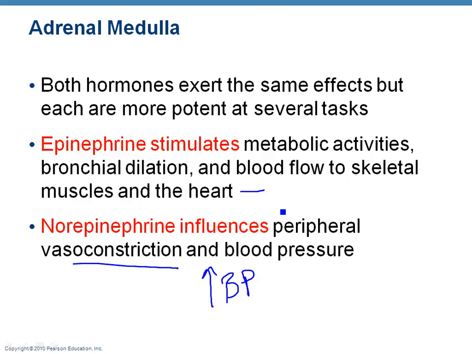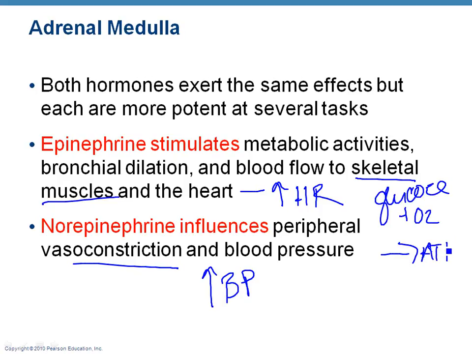And then we also talk here about increasing your heart rate. That's going to cause blood flow to get more quickly to your skeletal muscles. What are they going to drop off? They're going to drop off glucose and oxygen, and that's going to create more ATP so that they can actually do their job and you can run away from your attacker.